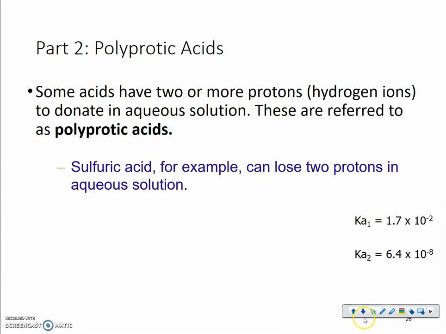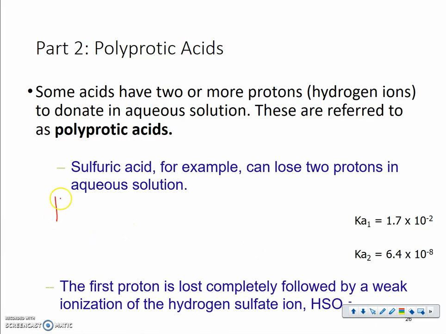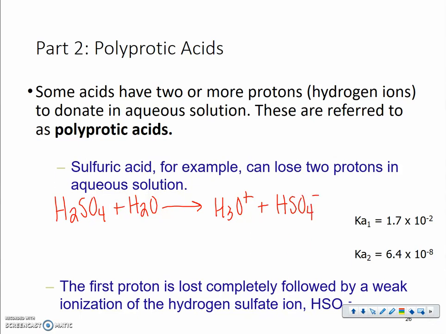So in this case, the starting acid, H2SO4 with water, is a strong acid, so it's going to completely dissociate, or completely donate all of its protons to the water. And what's going to be left is this conjugate base. Now this can also act as an acid and lose that proton as well.